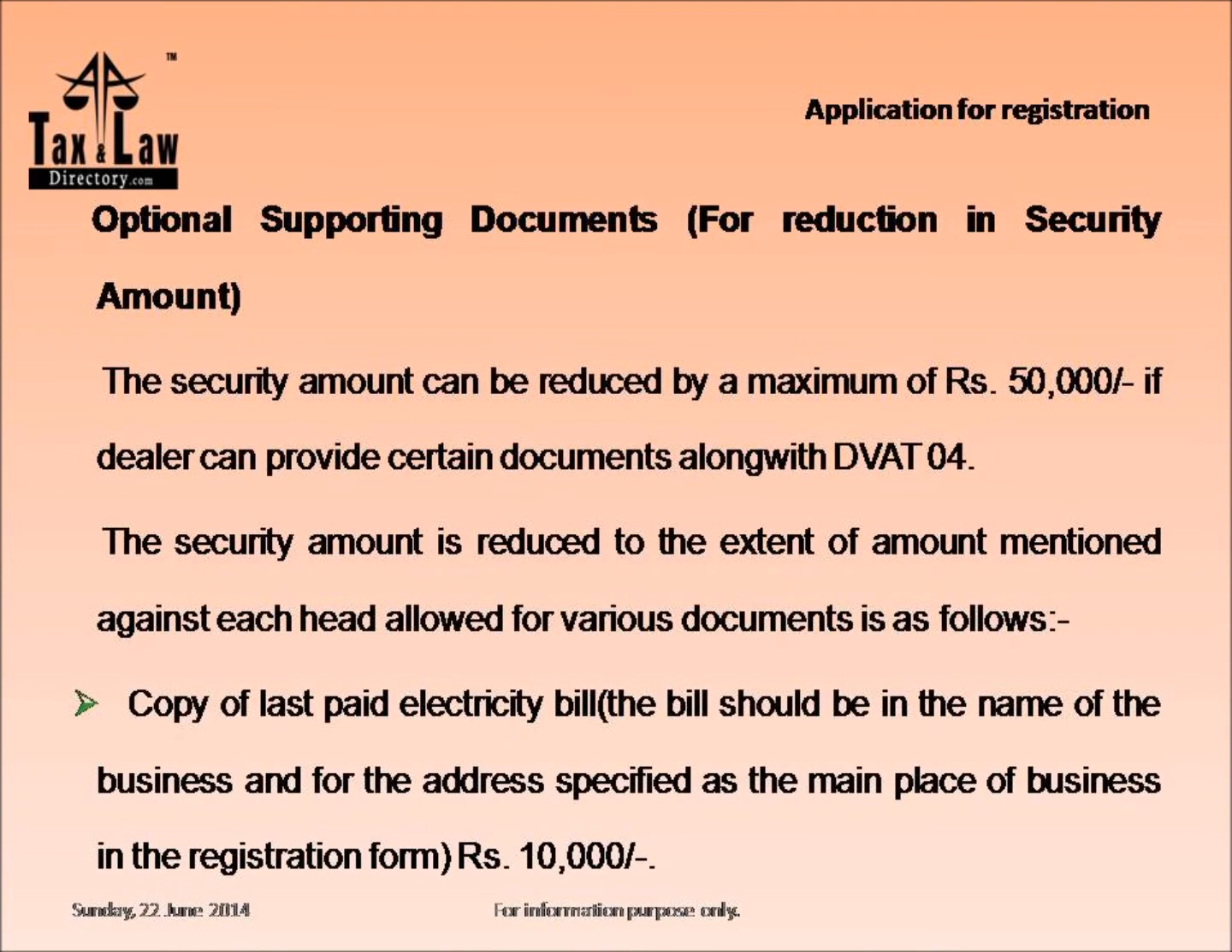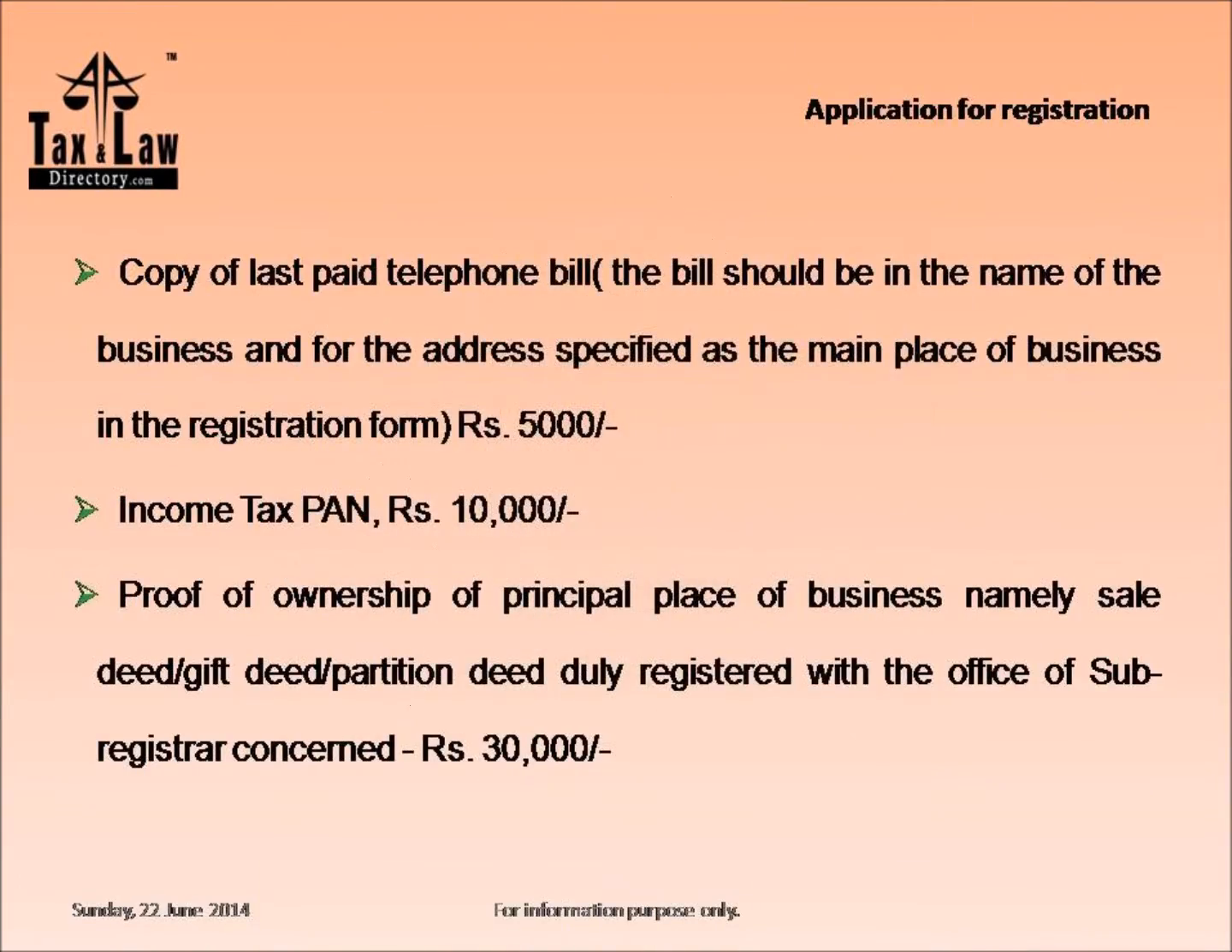Optional supporting documents for reduction in security amount. The security amount can be reduced by a maximum of ₹50,000 if dealer can provide certain documents along with DVAT 4. The security amount is reduced to the extent of the amount mentioned against each head allowed for various documents, as follows. Copy of last paid electricity bill. The bill should be in the name of the business and for the address specified as the main place of business in the registration form. Security amount to be reduced is ₹10,000.